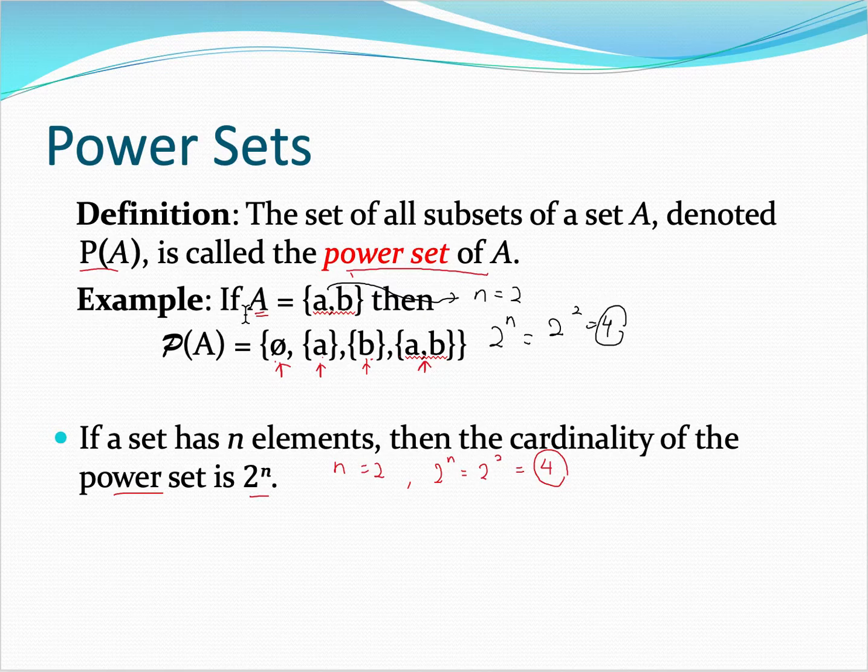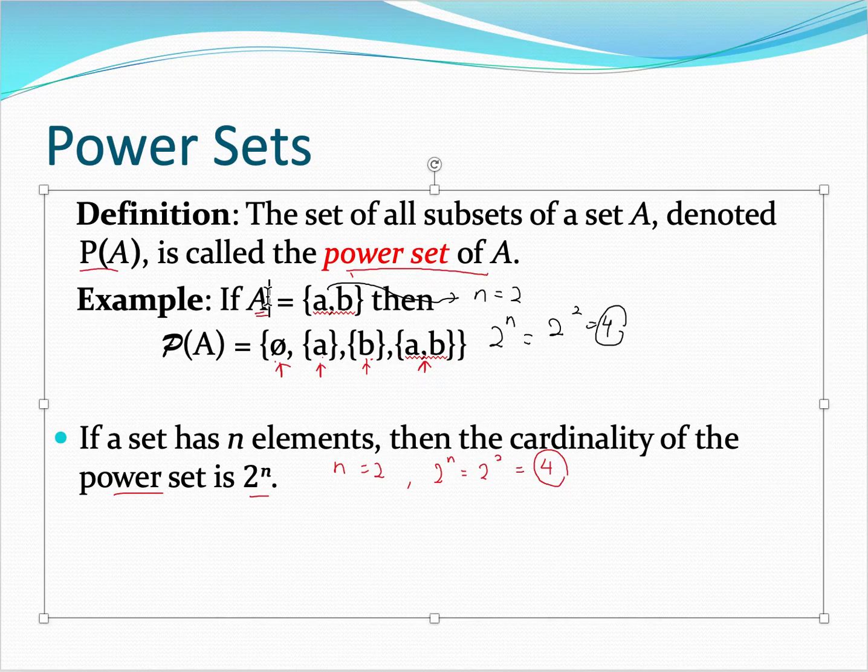Let's say here we have a set A, and this set A has two different elements. So the size of the power set of this set is 2 to the power of n, where n is the number of elements. So in this case, the number of elements in set A is 2. So the power set size is 2 to the power of n. Hence, there must be 4 subsets of this A.